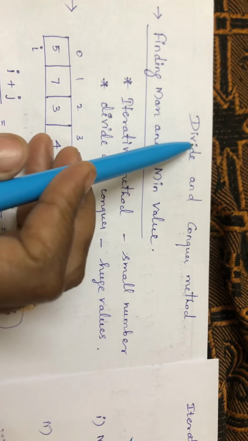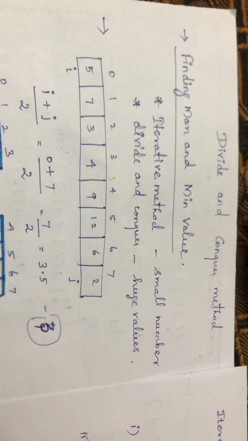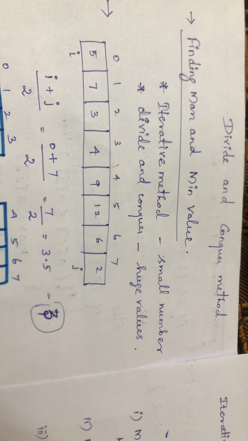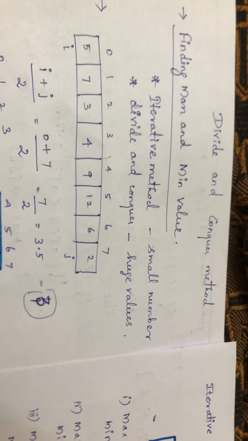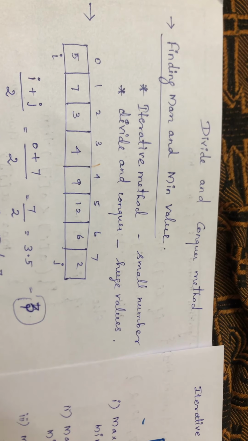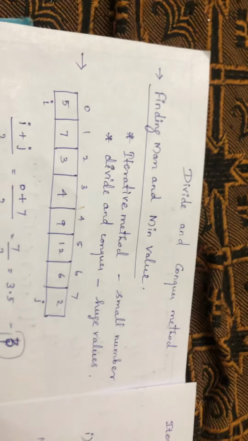Now we are going to discuss the topic: the divide and conquer method used to find the maximum and minimum value. In this case there are two methods, one is the iterative method, and the other is the divide and conquer method. The iterative method is best for a small number of numbers. The divide and conquer method is best for huge numbers.